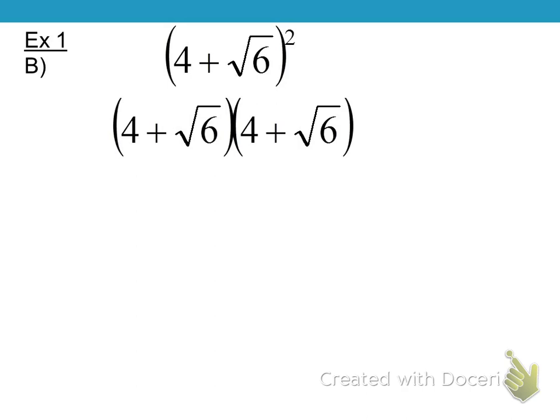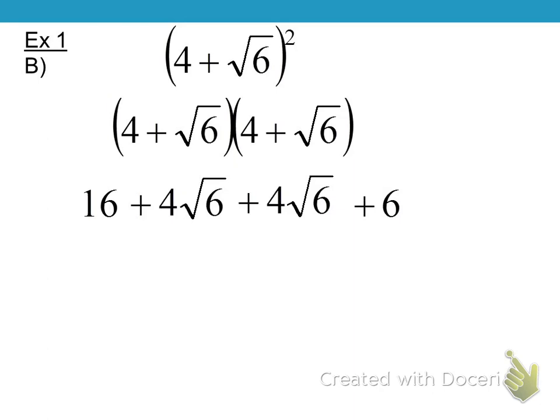That's okay. All right, so I'm going to distribute the 4. 4 times 4 is 16. 4 times square root 6 is 4 square root 6. Then you get a 4 square root 6 again, because now you distribute the square root 6 to the 4. And then we're going to have square root 6 times square root 6, which is square root 36. And what's the square root of 36? 6. So you can just write plus 6.